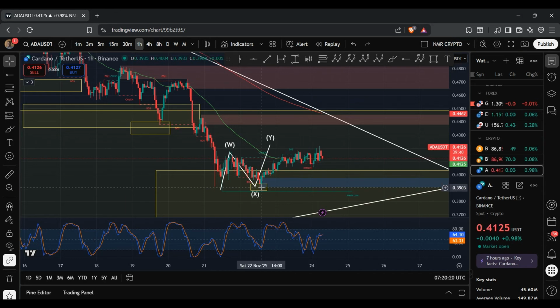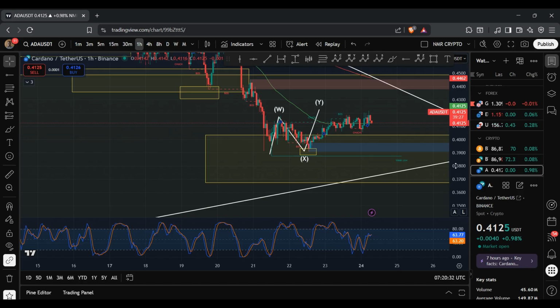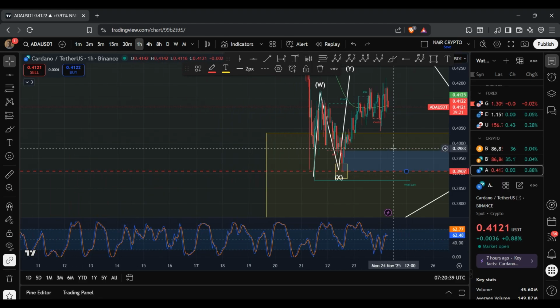So we ended up seeing this move to the downside play out on ADA, following on from my previous update where I mentioned I was looking out for a WXY structure, and I set out the X wave target to sit between 38.84 cents to 39.32 cents. And here you can see that we ended up tapping into that region, and we ended up reaching 39.07 cents.